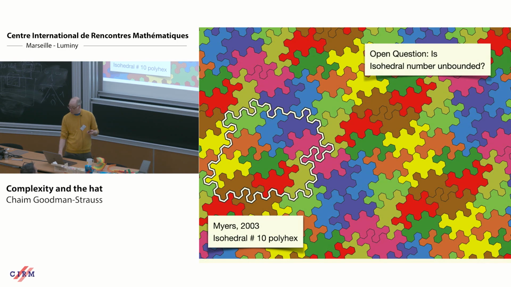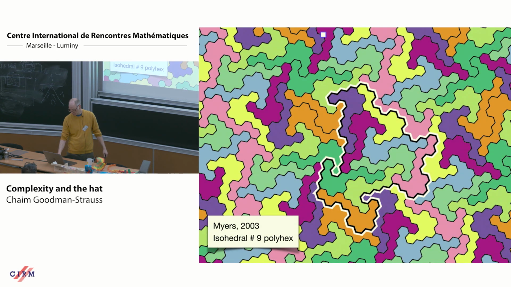This also leads us to another question: is the isohedral number unbounded? For any n, is there some tile that does tile periodically, and yet the smallest fundamental domain is bigger than n? And then this is another lovely example from the same computer search of an isohedral number 9 tile. And I should say both of these are the world records at the moment.